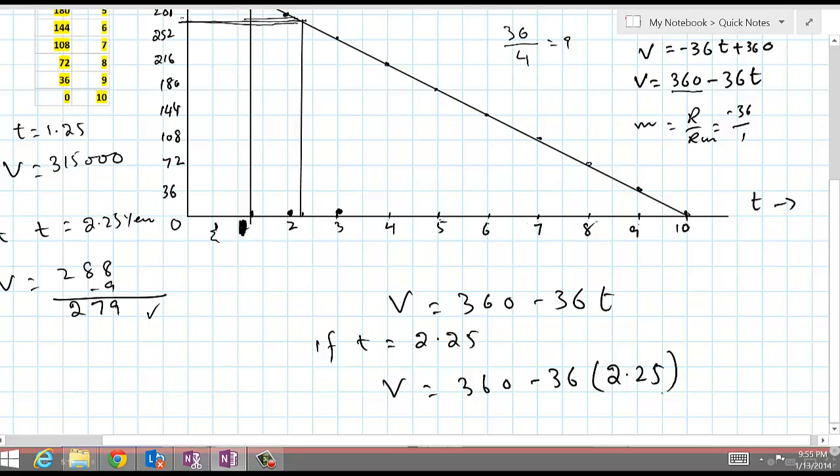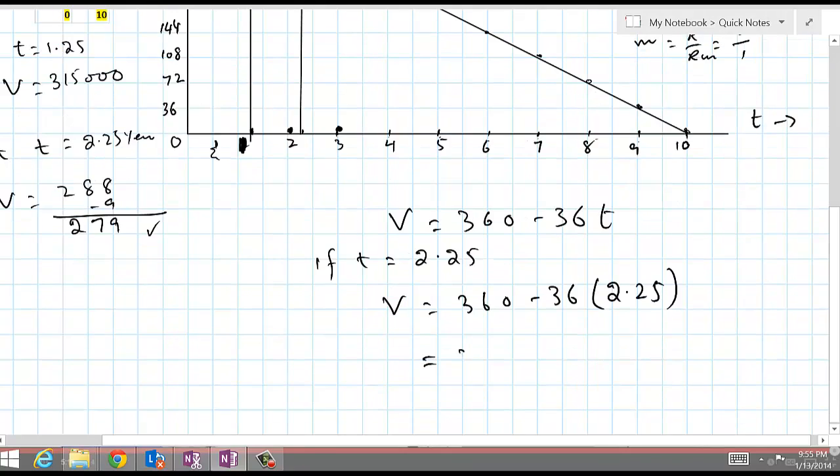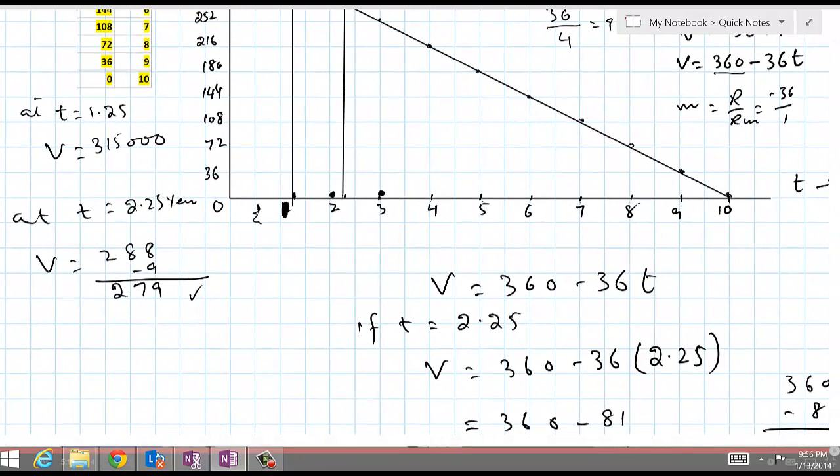2.25, and that should give us 360 minus 72 and 9, 81, and 360 minus 81. If you subtract 360 minus 81, that is 10, take away 1 would be 9, and 15 take away 8 would be 7, and 279. Yes, that's exactly what it is. And this is how we can interpolate a value between two given points. See you in the next video.